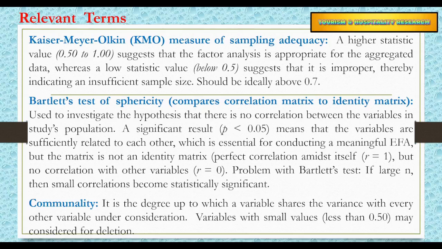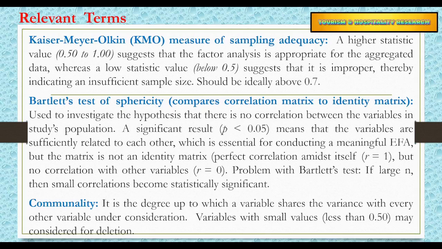KMO, the measure of sampling adequacy. A higher statistic value, that is closer to 1, starting from 0.50, suggests that the factor analysis is appropriate for the aggregated data, whereas a low statistic value, below 0.5, suggests that it is improper to do a factor analysis, and it indicates an insufficient sample size. Ideally, the KMO value should be above 0.7.